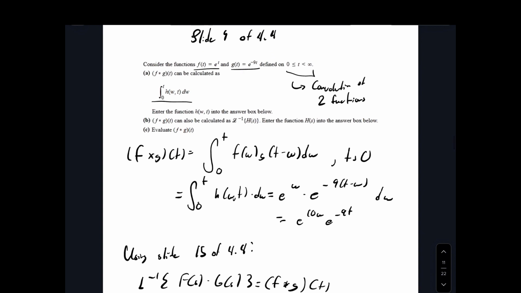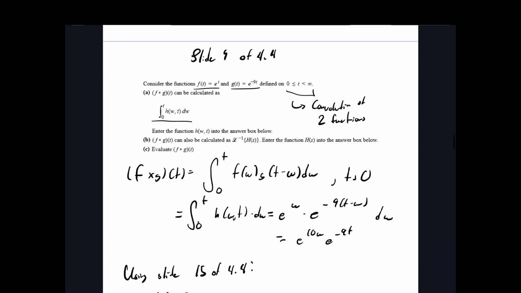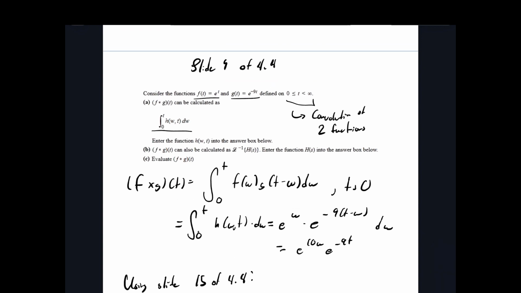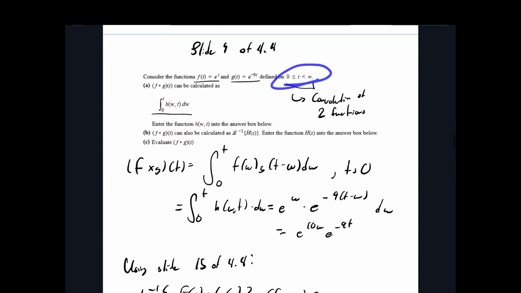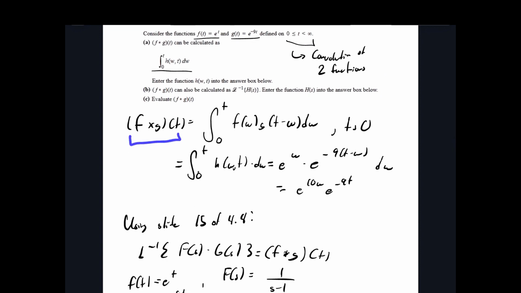Okay, number 7. I think you're at slide 9 of 4.4. When you see this interval, it should, based on the question of course, but generally they're going to end up using convolution of two functions. We have a formula exactly for calculating f times g at t, which you end up getting an integral like this.